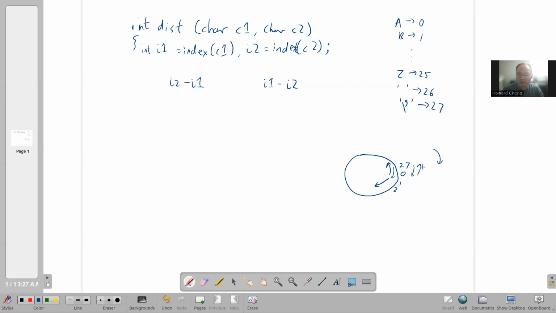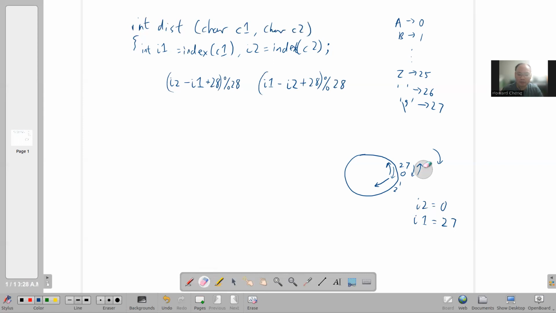I can go this way or go this way. Okay, so what I'm going to do, this should be just 1. I'm going to make sure that I don't get into any trouble with negative numbers by adding 28 mod 28, like this. That will make sure everything is positive. So for example, here, let's say I2 is 0 and I1 is 27.